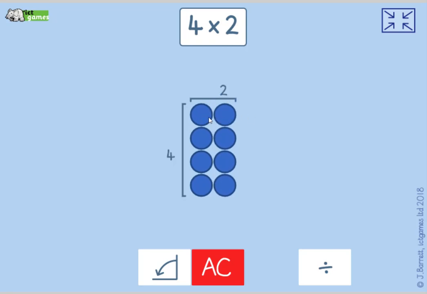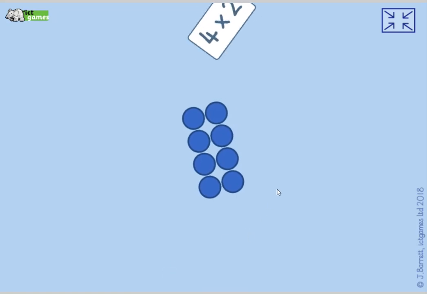I don't know my 4s. I don't know how to count in 4s yet. It's in year 2, so I'm going to count in twos. 2, 4, 6, 8. We've still got 8. 2 times 4 is 8. 4 times 2 is also 8. Okay.